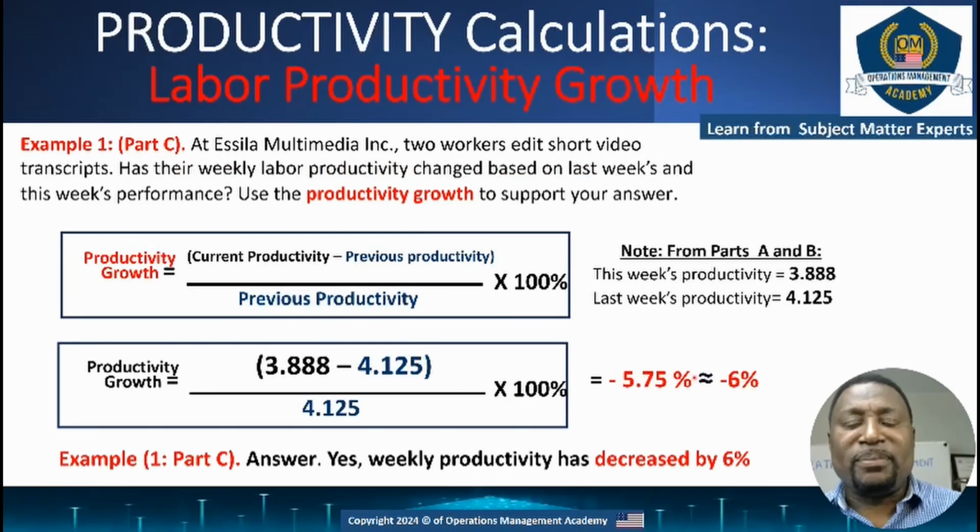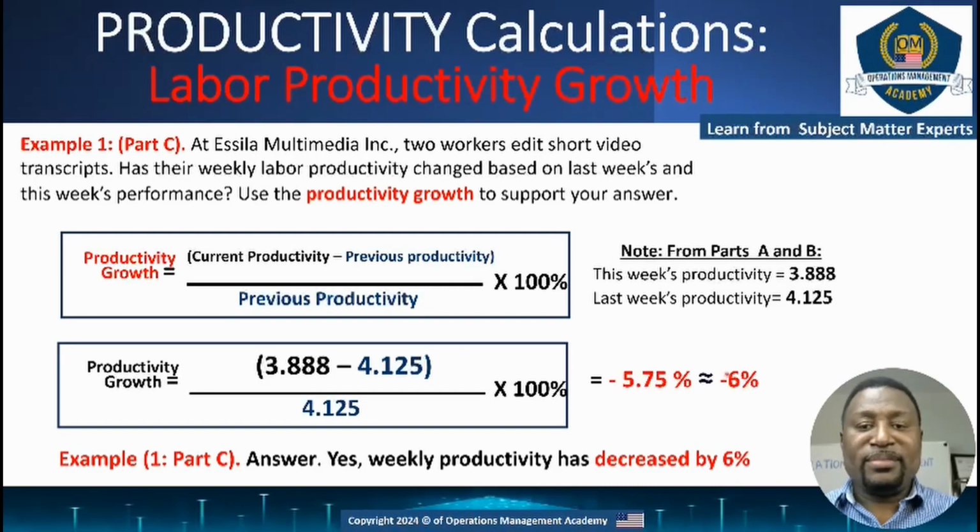So when we do comparative analysis, we use a concept, a model that we call productivity growth. And the formula for productivity growth is we take the current week minus the previous week, divided by the previous week, times 100%. So in this situation, we're going to take this week's productivity 3.8 minus the previous week, divided by the previous week again. So be careful here. And we have minus 5.75, which is almost minus 6. So we can see that productivity decreased by 6%.